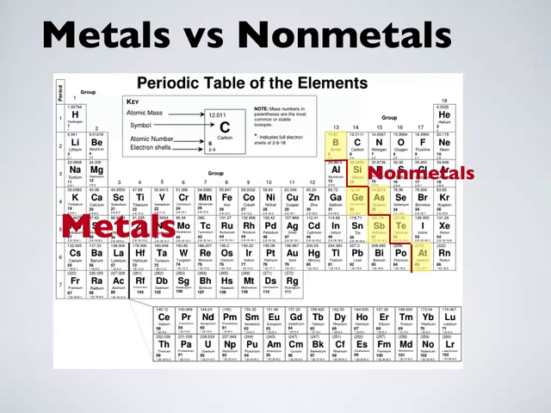This is the dividing line. Non-metals on one side, metals on the other, and metalloids are pretty much in the middle. All right, any questions? Are we supposed to draw this? Yeah, sure, draw it in.